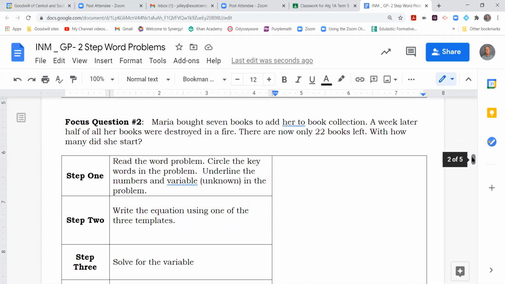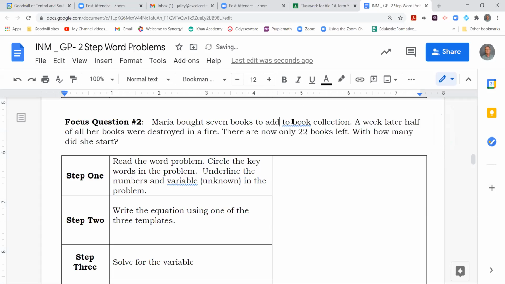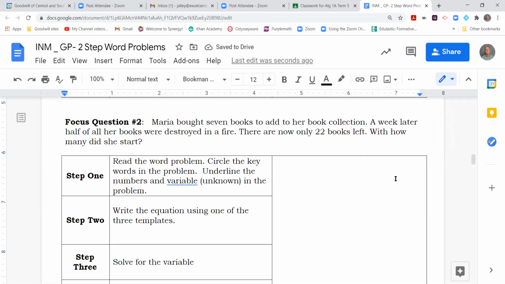Now there are some things that might trip you up a little bit on the way some of these problems are worded. Maria bought 7 books to add, that's out of order, typo, to add to her book collection. A week later, half of all her books were destroyed in a fire. There are now only 22 books left. How many did she start with?